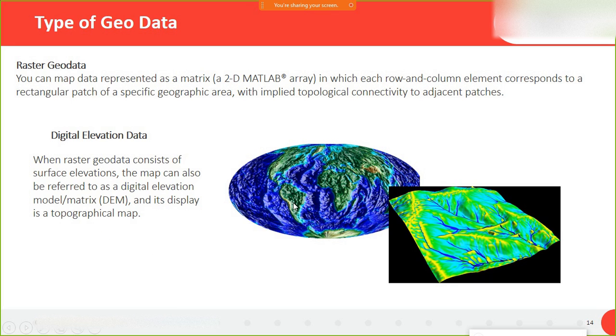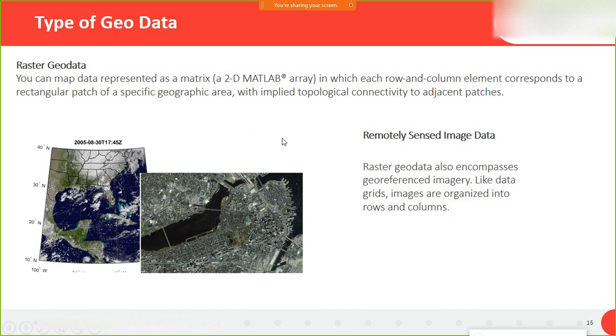This data, again I am saying, will be in the form of a matrix, and we will have one reference to visualize that data. Two things we require to visualize our data. Second is image type, remotely sensed image data. It will be something like that.